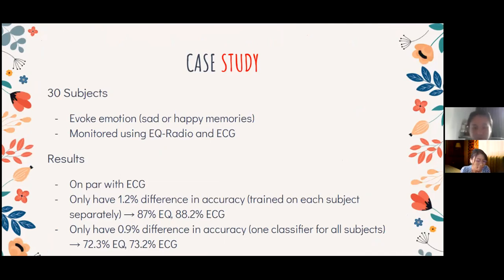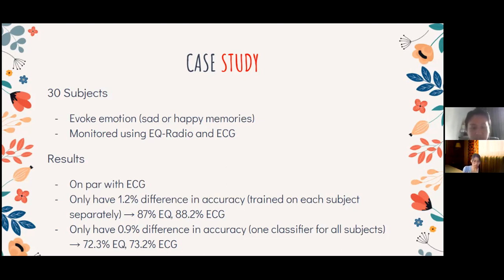The EQ radio evaluation was done with 30 subjects. Specifically, the subjects were asked to evoke a particular emotion by recalling a corresponding memory, like sad or happy memories. She or he may use music or photos to help evoke the appropriate memory. In each experiment, the subject reports the emotion she or he felt and the period during which she or he felt that emotion.